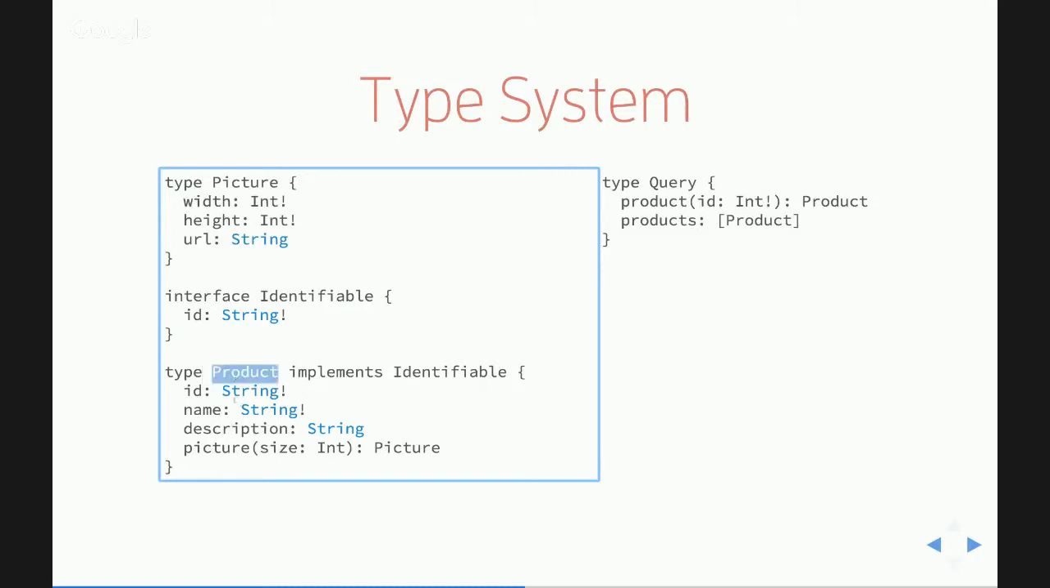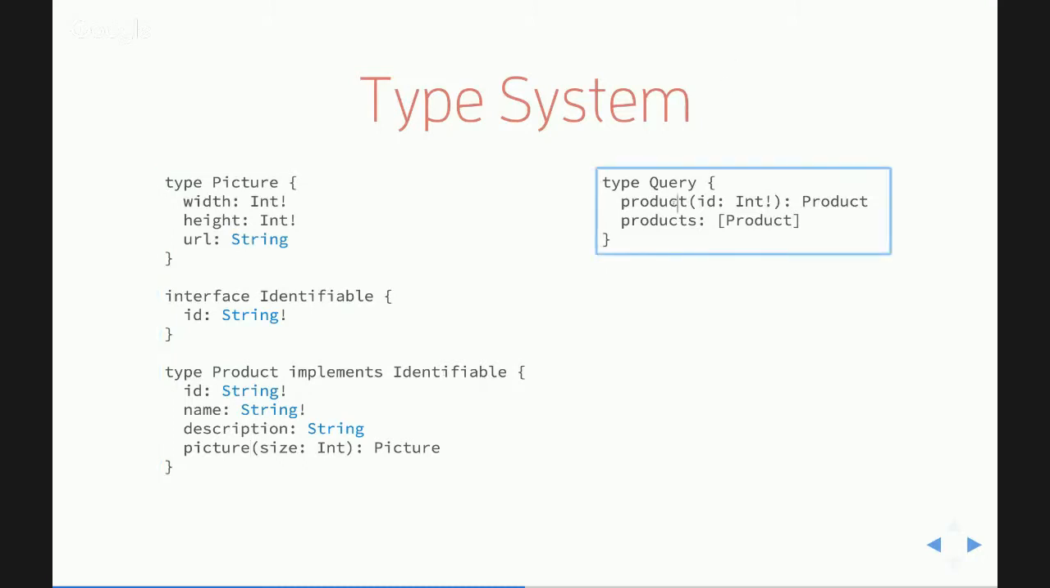So this product looks kind of similar to a picture. The only difference is that picture actually has a size argument. But this argument is optional. That's because you don't see an exclamation mark here. And as you saw before, I can ask for a picture without providing this argument, and I will get a kind of default size. But I can also provide an argument, and I will get a picture of a particular size. And the last type you will see here is a product. As you can see, ID is not optional, so you need to always specify a product ID.